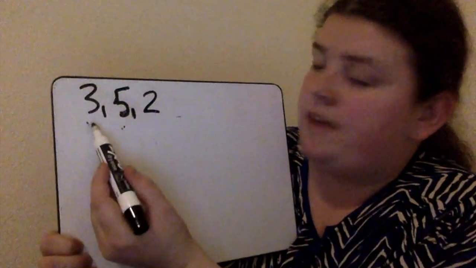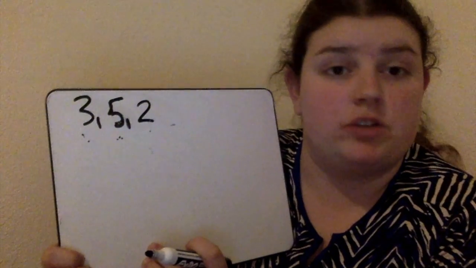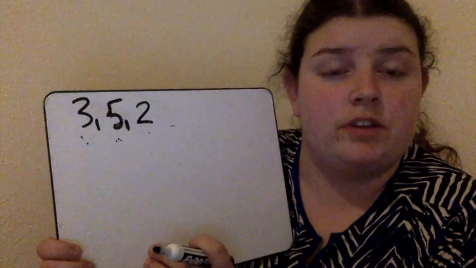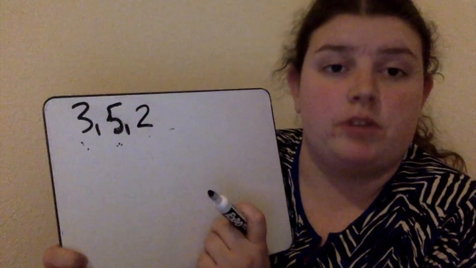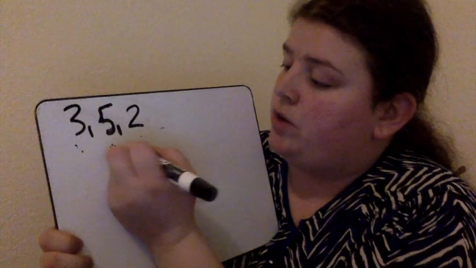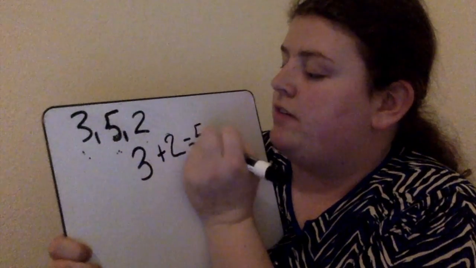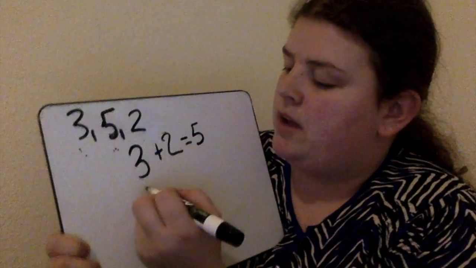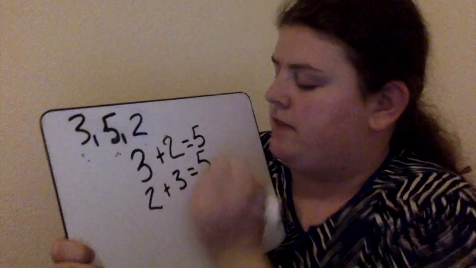So an example of a fact family would be 3, 5, and 2. They're part of a fact family because there's only 3 numbers, and through the use of operations, 2 of the numbers equal the third. So for this operation, we'll use addition. So we know that 3 plus 2 equals 5. We did this in our review. And then we have 2 plus 3, which also equals 5.